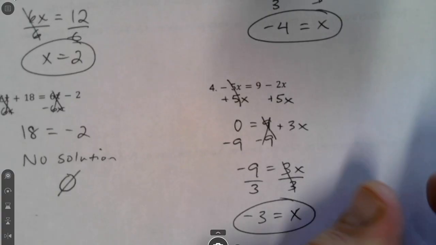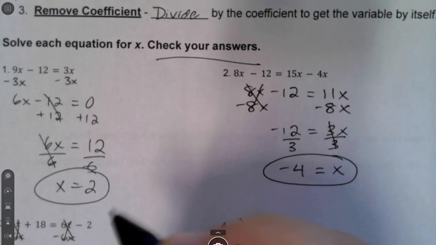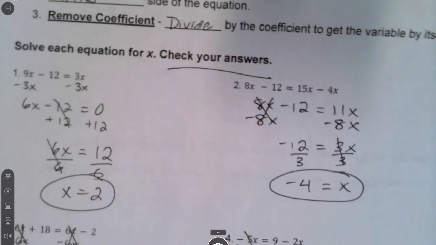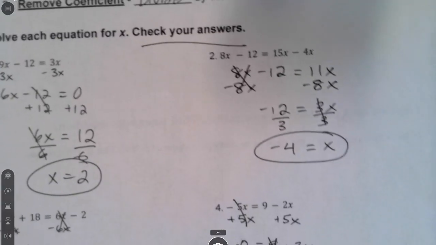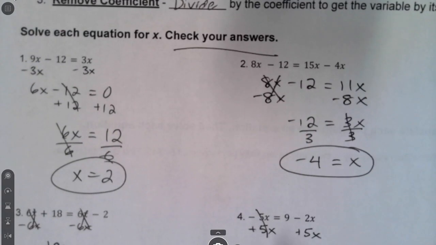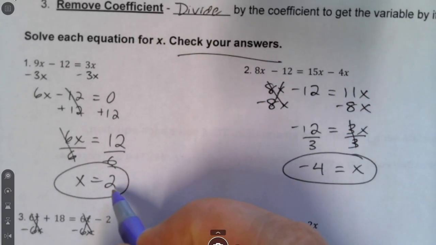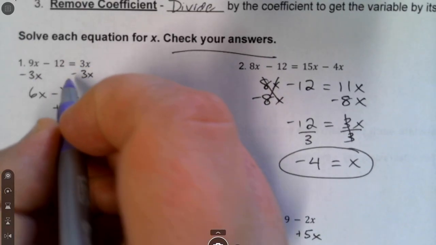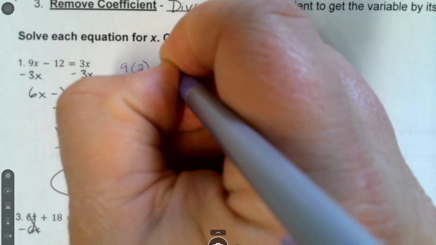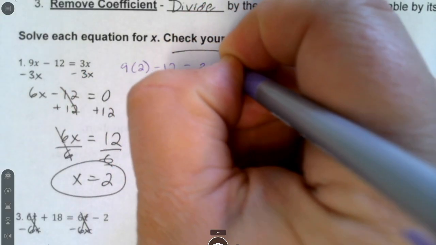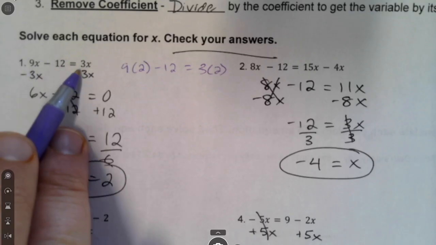Okay, but I do need to back up because I forgot one part of the instructions. Check your answers. So let's go back and do that. Let me get a different colored pen. I think that'll help. So I believe we talked about this with the other ones, but I want to show you at least with a couple how we can do this. So if I take 2, I should be able to plug it back in the original equation and it work. So I do 9 times 2 minus 12 equals 3 times 2. So you see I just took the 2 and I plugged it in for both the x's.